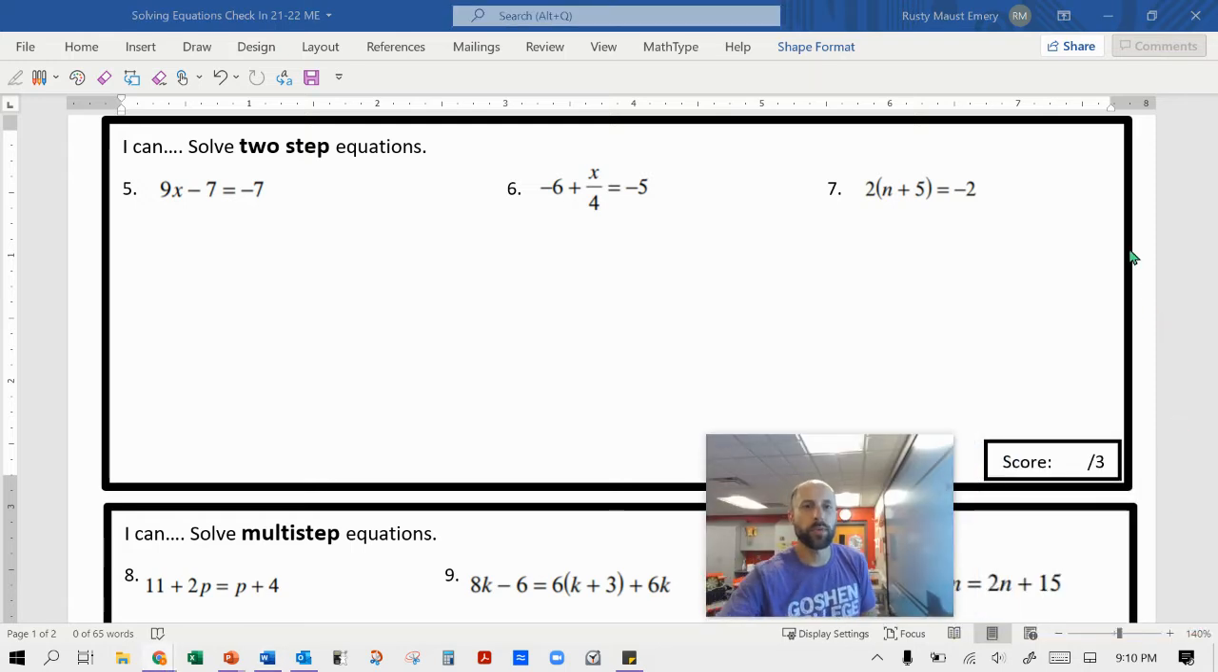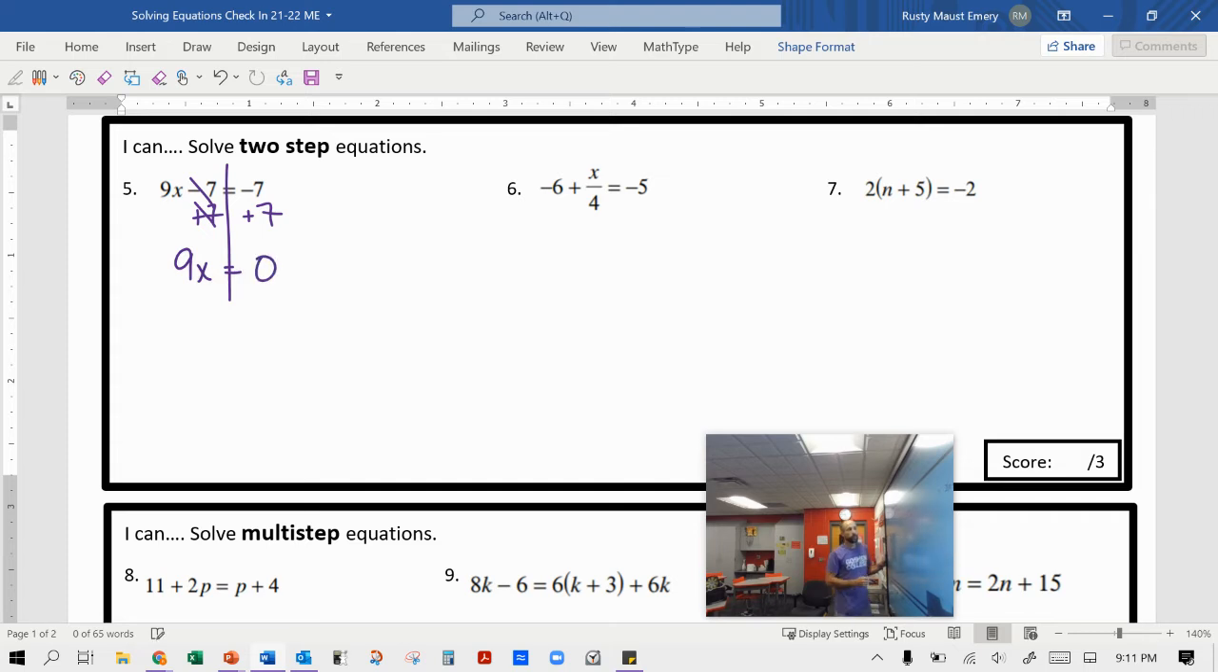All right, so number 5, 6, and 7. Again, these are 2 steps. So combination of the previous types of equations, 2 steps. So again, adding 7. So we dealt with the adding first, or the subtraction by adding, and then we have to divide by 9, and anything, 0 divided by anything is still 0. So x equals 0 for number 5.